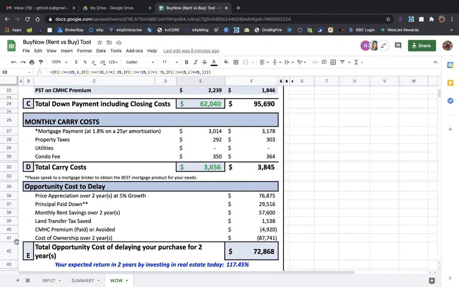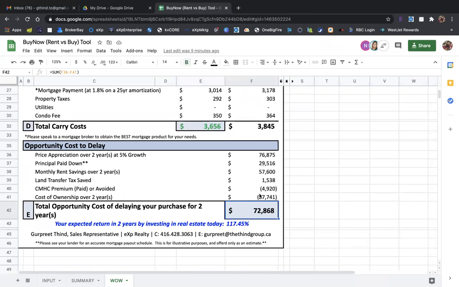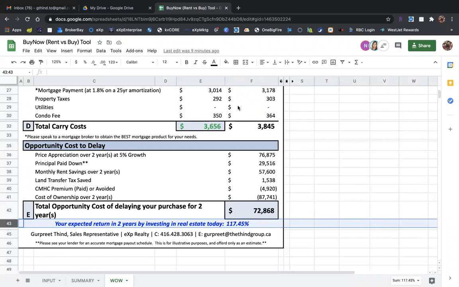Now, Jojo, you buying today doesn't mean it doesn't cost you anything. It's costing you $36.56 a month, right? Over 2 years, it's going to add up to about $87,000. Okay, so if you add all these up, you're still better off. You're almost going to make 73,000 just on these assumptions. And if the market grows more, it's going to be worth a lot more. So what does that mean in terms of your rate of return? It's 117% in 2 years, just because you decided to buy today.